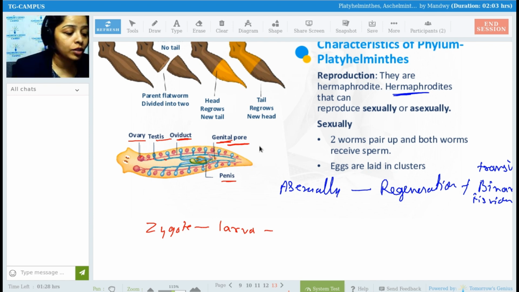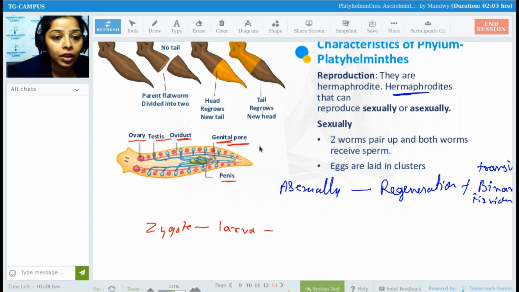They can produce different types of larva at different stages. Most platyhelminthes are parasitic. Half of the life cycle they complete in one host and half of the life cycle in another host. So let's see the different types of larva.